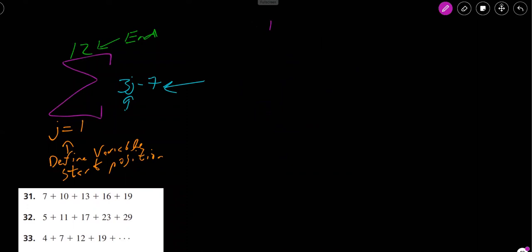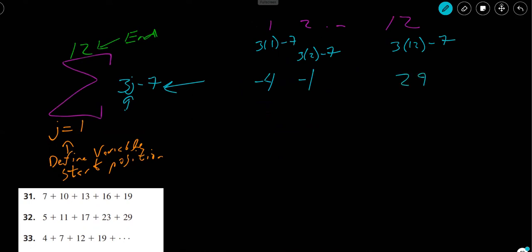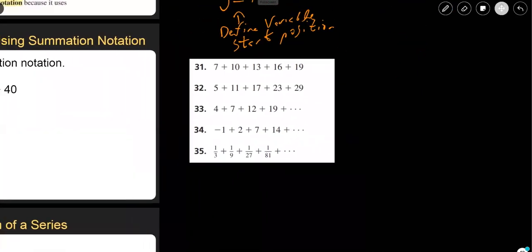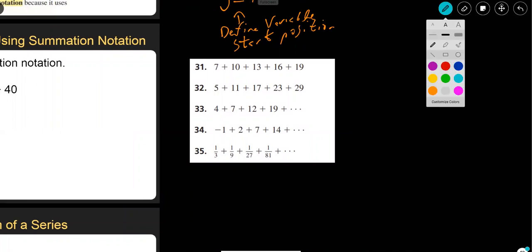I'm going all the way up to 12. The first position would just be 3 times 1 minus 7. Second position would be 3 times 2 minus 7. And the 12th position would be 3 times 12 minus 7. So my first position, 3 minus 7 is negative 4. 6 minus 7 is negative 1. And the 12th position would be 36 minus 7, or 29. So that's just a shorthand of what this means. If we're given a summation, we're being asked to turn it back into a series.